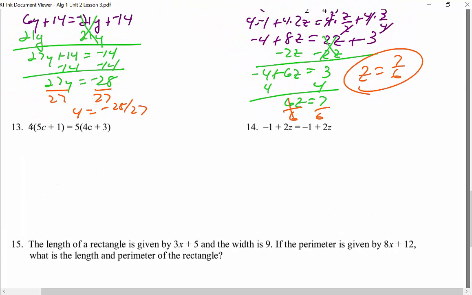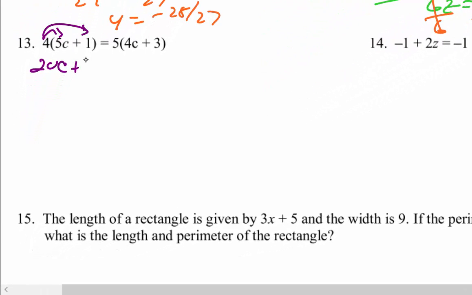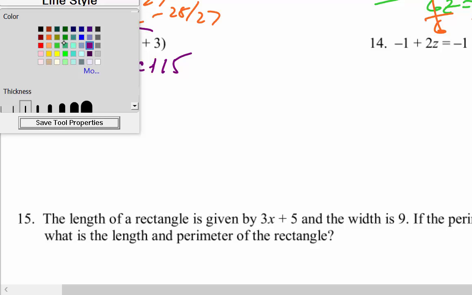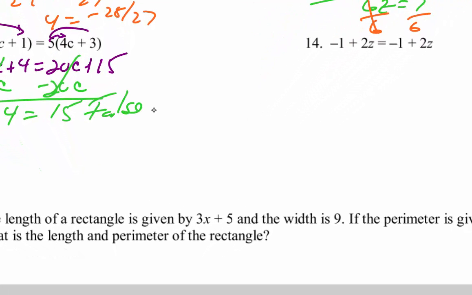A little simplifying going on here. 4 times 5 is 20c, plus 4 times 1 is 4. 5 times 4 is 20c. 5 times 3 is 15. So when you look at this, you can almost look at it right now and know what's going to happen. When you subtract 20c from both sides, you get 4 equals 15 because these both cancel. That's false, which implies no solution.